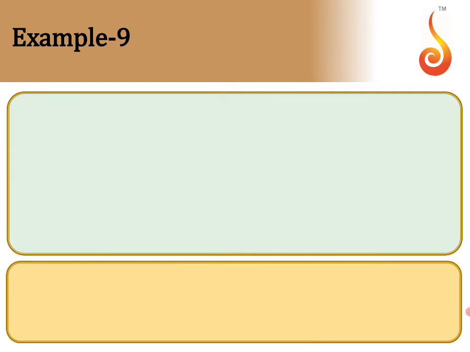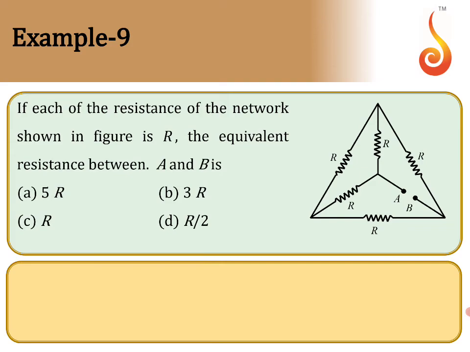Let us see another question. If each of the resistors of the circuit shown in the figure is R, the equivalent resistance between A and B is? Now just take this A and B as two points connected by wire.